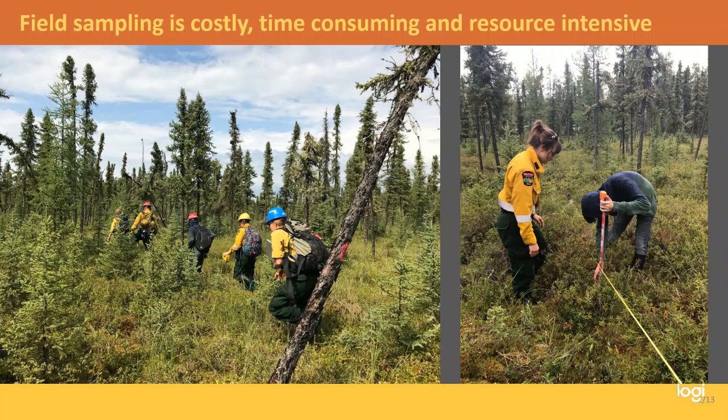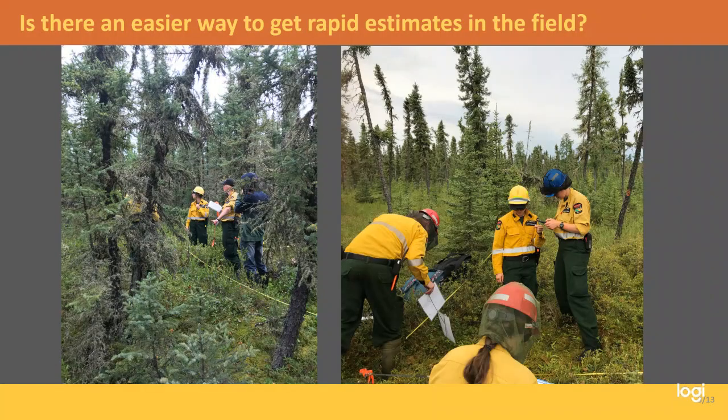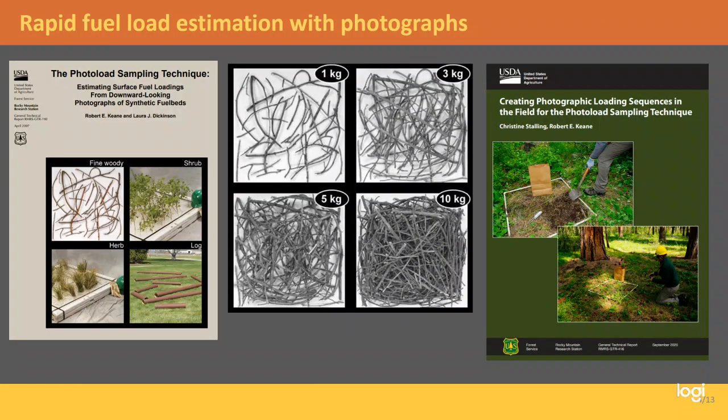Now, field sampling is costly, it's time-consuming, and resource-intensive. It's not surprising that people have asked, is there an easier way to get rapid estimates in the field? If there were, it would enable documentation of fuel structure and fuel loads in a much broader range of settings and situations. Now, rapid fuel load estimation with photographs is well established.